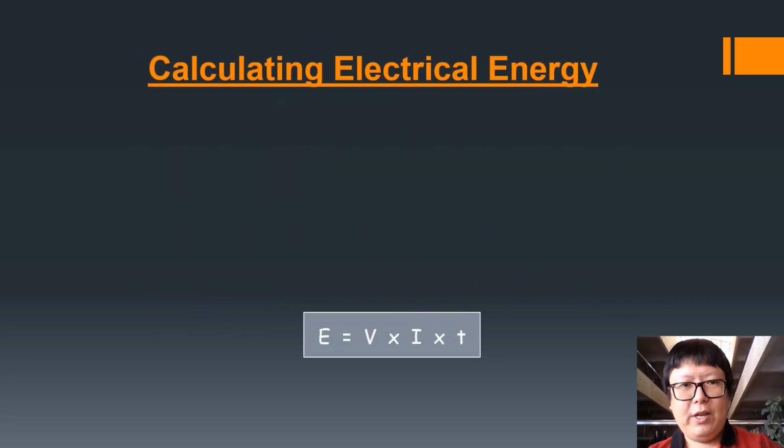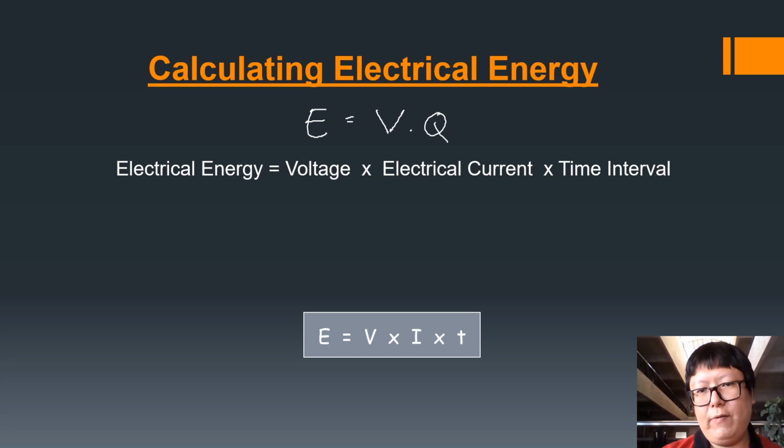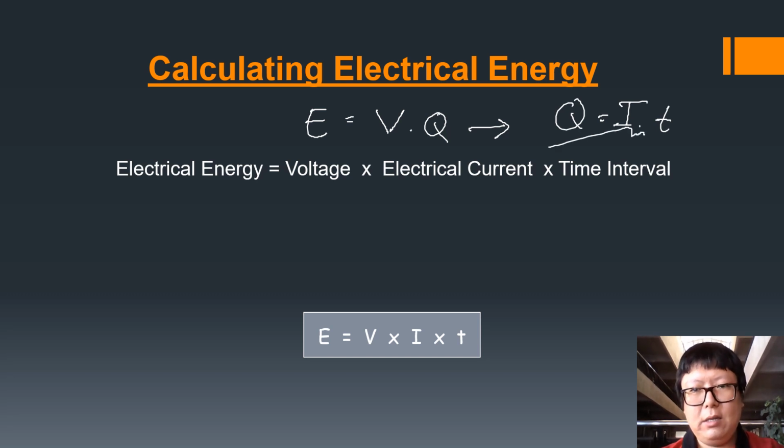In my last video, there is this formula. Where does this formula come from? I have already explained in my last video. Remember, the energy is the voltage times the electric charge. Then you have learned that the electric charge is I times T. So by substituting the Q with I times T, you get these equations.